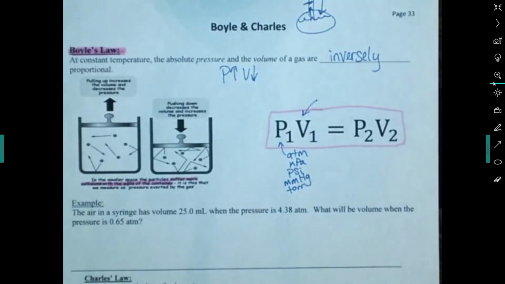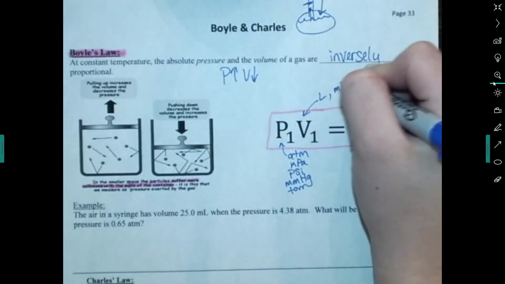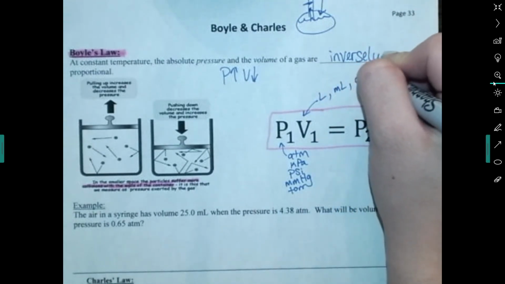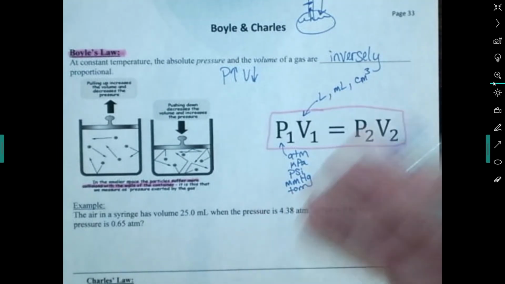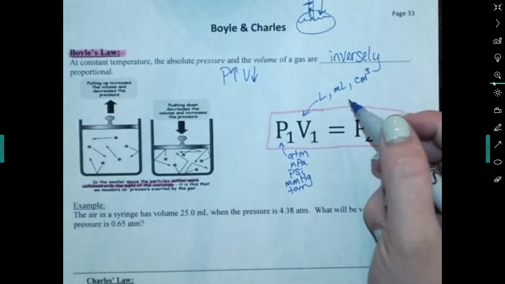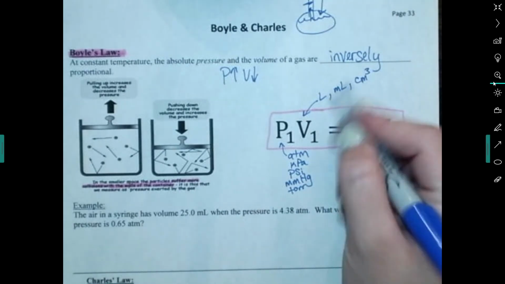Volume. What units do we use for volume? Most typically we see liters, milliliters, and sometimes centimeters cubed. There are other units out there for volume. Technically you could have liters cubed, or a microliter, or a deciliter, or decimeters cubed, but these are probably the big three that we'll see.